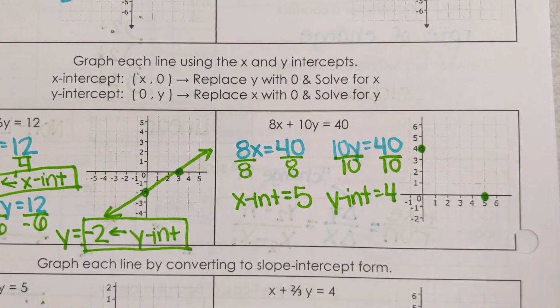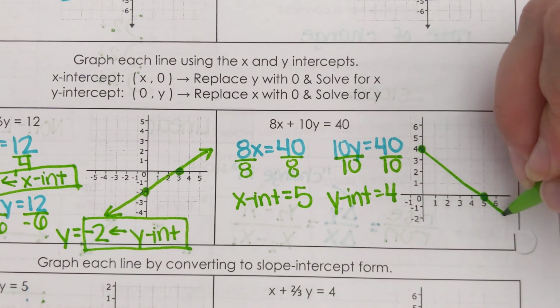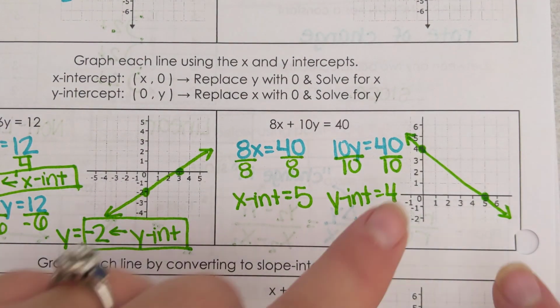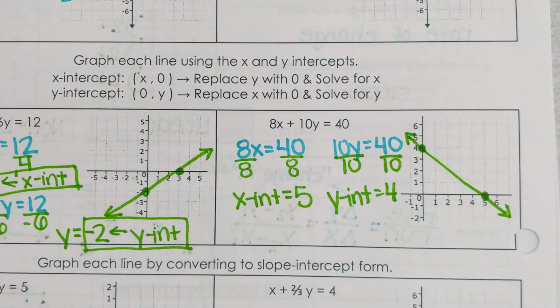Okay, it's sort of like picking a value and plugging it in, and we're picking the easiest number to plug in, which is 0. And then that gives us 2 separate points, and there you have it.